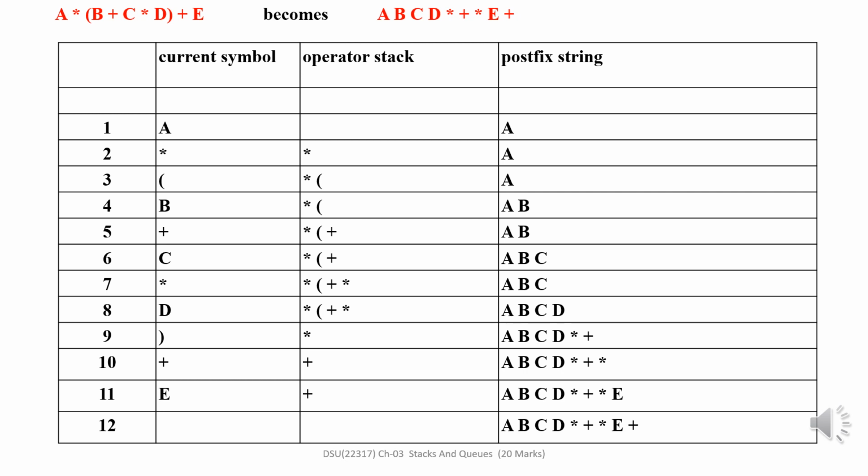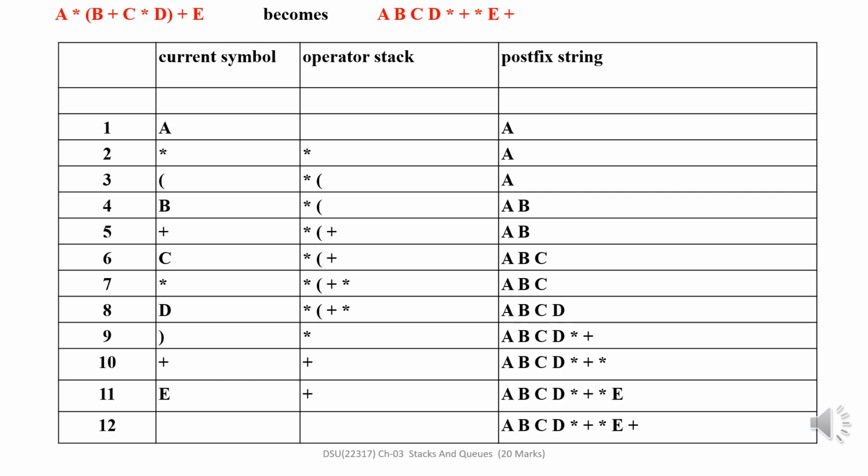So same, push the opening brace. Then B goes to the postfix string, then +, then the opening brace... + is pushed to the operator stack, and the postfix string remains as it is, then C. So we write A, B, C, and the operators are as they are. Next is *. Again * goes in the operator stack, and then D goes into the postfix string.